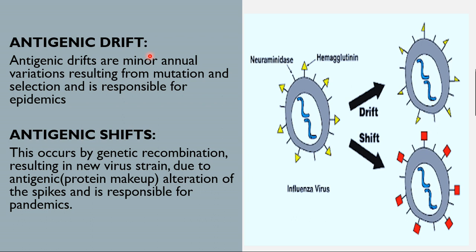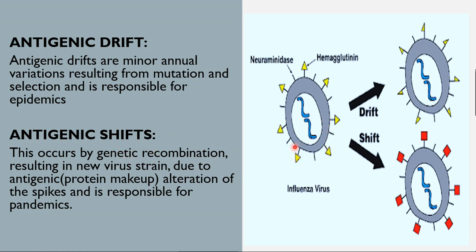Coming to the antigenic drift. The antigenic drift means minor annual variations, so very minor variations. Here you can see minor variations resulting from mutation and selection, and it is responsible for epidemics. So here you can see the spike has very little change. The rest of the thing is the same. So minor annual variations resulting from mutation and selection are responsible for epidemics especially. Then coming to the antigenic shift.